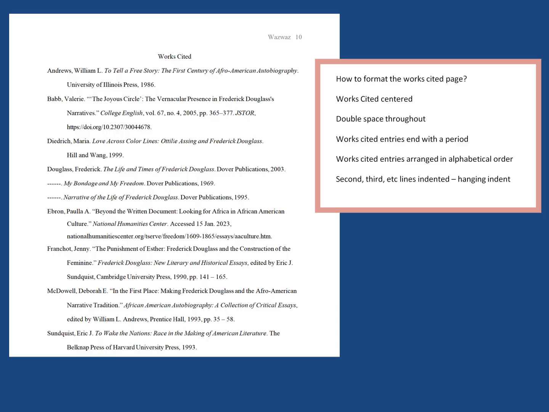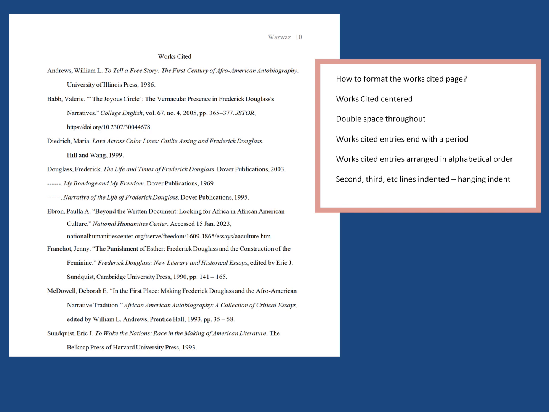The Works Cited page lists the title Works Cited in the center. The W and the C of the title are capitalized. The Works Cited page is double-spaced throughout. The Works Cited entries end with a period, and the entries are arranged in alphabetical order.